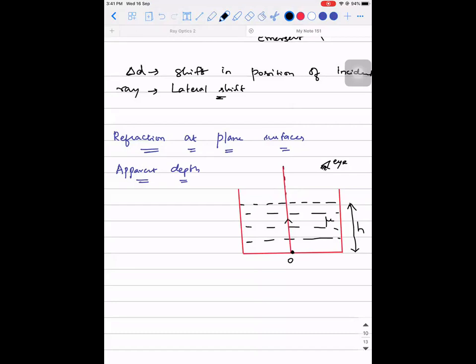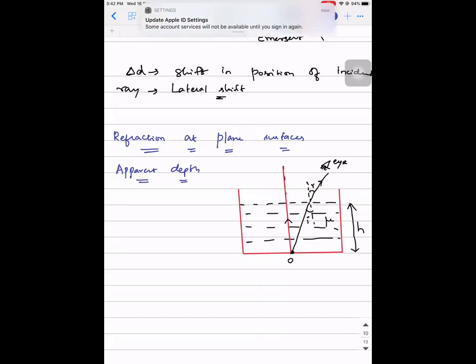I will take the incident ray to be in this way, such that there's going to be the angle. So what is the angle of incidence of this ray? 0 degree. It is 0. So the angle of refraction will also be 0. So let us consider another ray which is incident on the surface in such a way that if I take this as the angle of incidence, then the angle of refraction will be like this. So when the ray is traveling from denser to rarer medium, what is going to happen? It bends away from the normal.